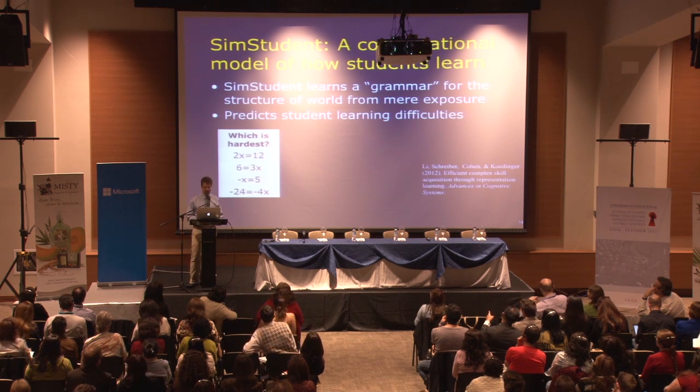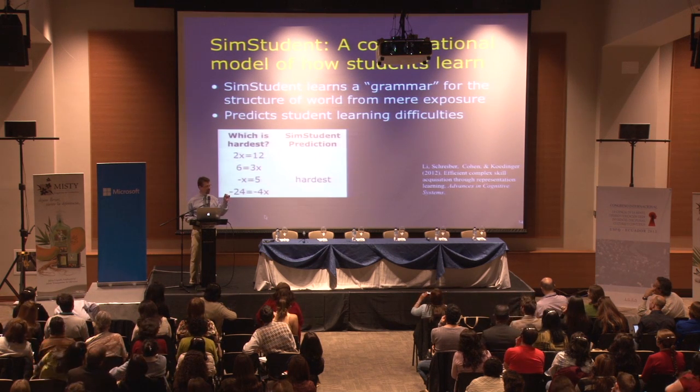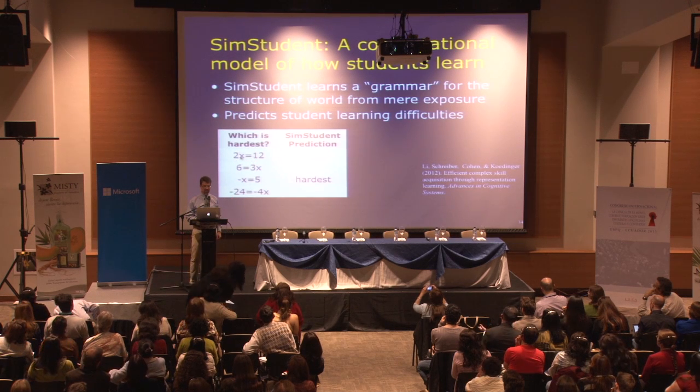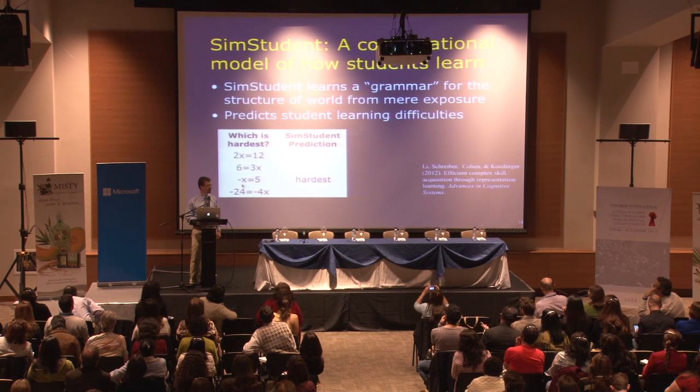Lots of people say the 4th one. What SimStudent had most trouble with is the 3rd one. And if you think about this at a perceptual level, what you learn by experience is a coefficient's a number in front of a variable. But there's no number here. You have to learn a different grammar rule for this.